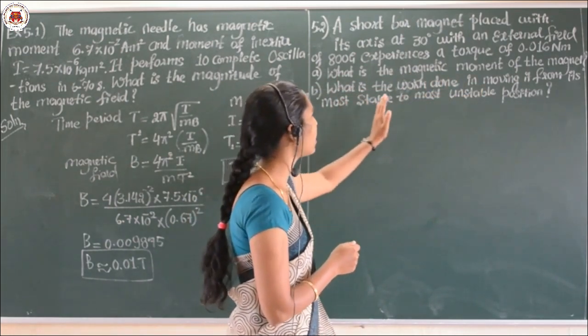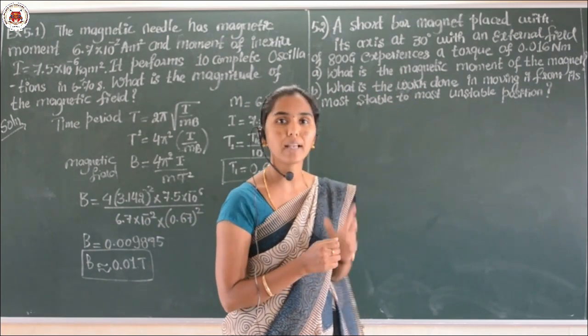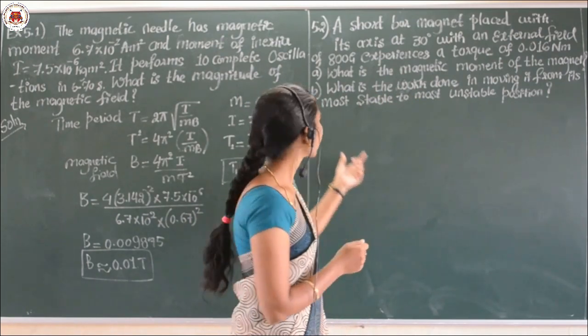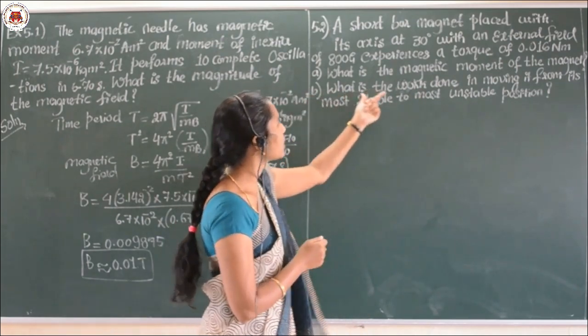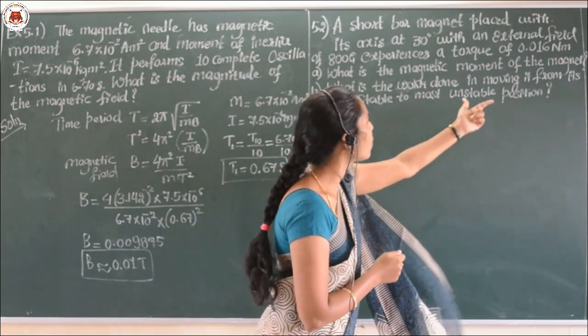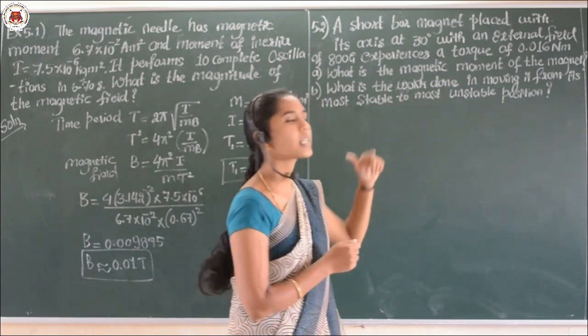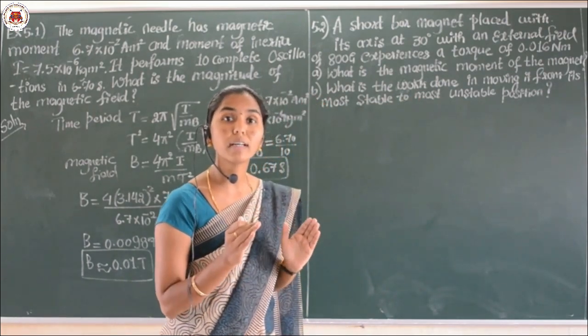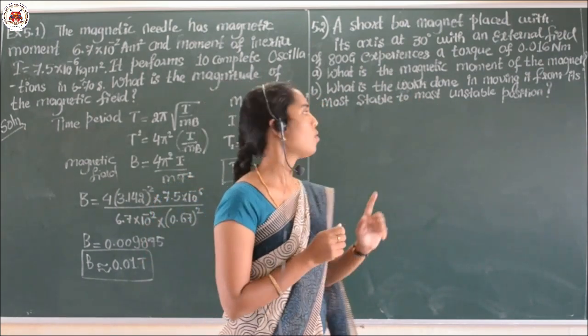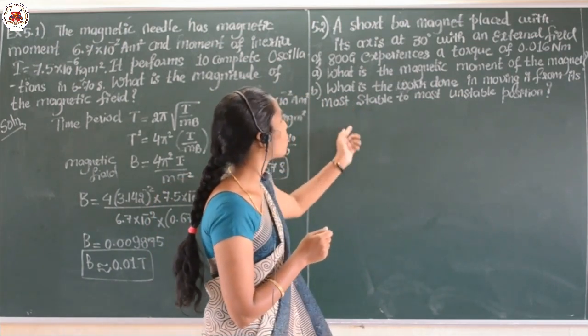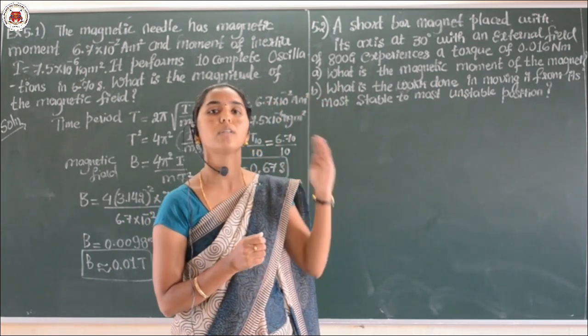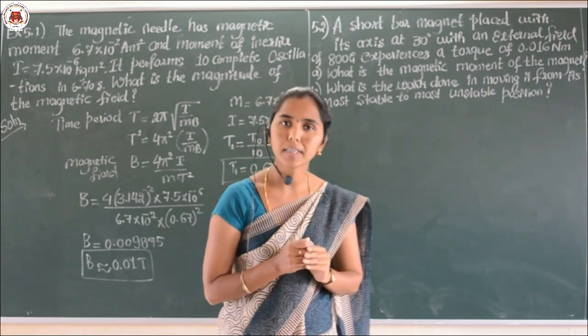What is the magnetic moment? That means m value we need to calculate. Then second question, what is the work done in moving it from its most stable to the most unstable state? Work done, W we need to calculate. From where to where it has moved? From the most stable to the most unstable state.